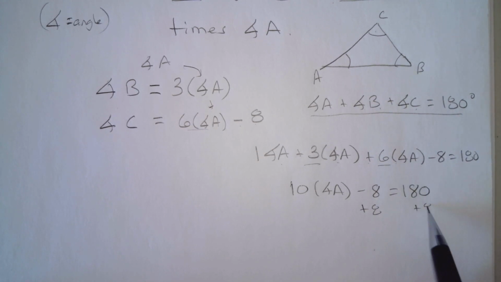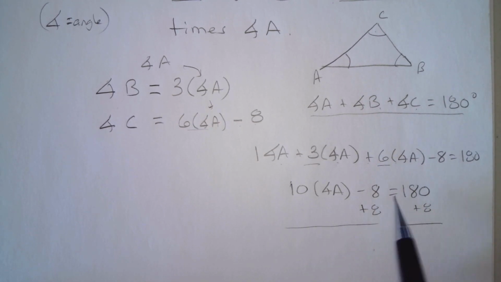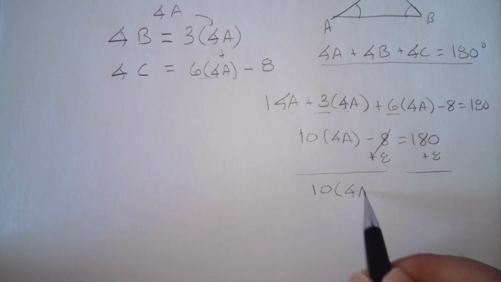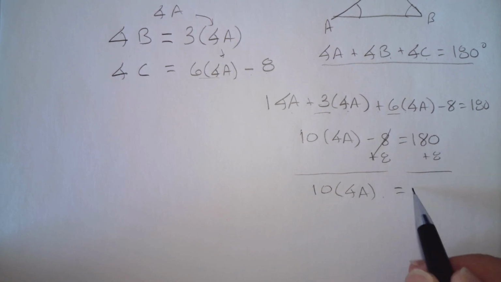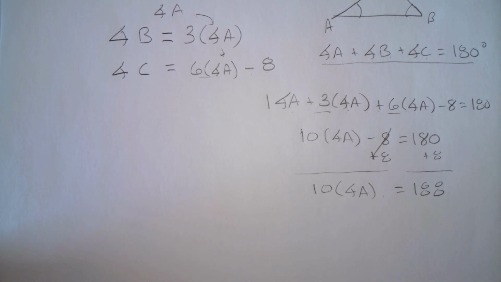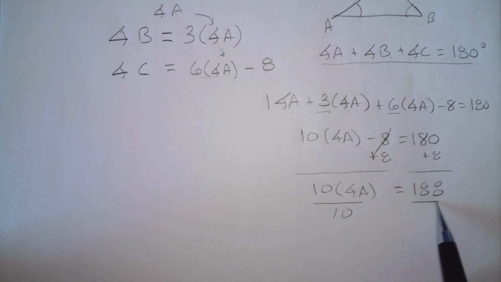So add 8 to both sides to get rid of that one. So we have 10 times angle A is equal to 188. To get the angle A by itself, we divide by 10.